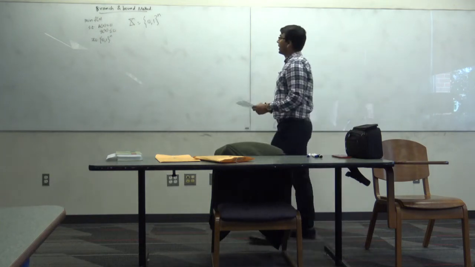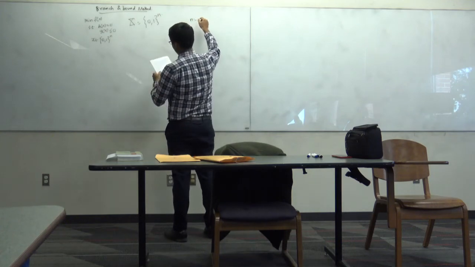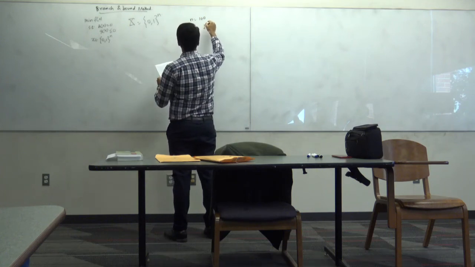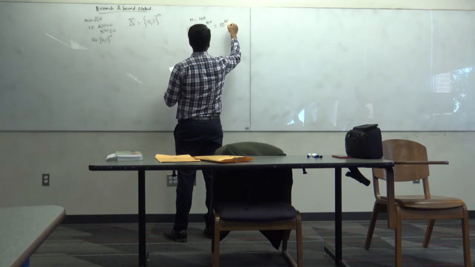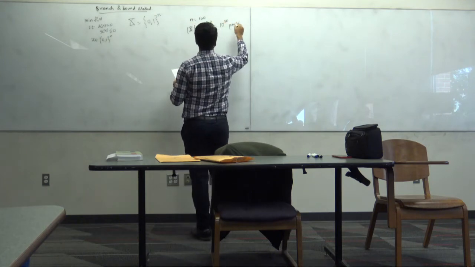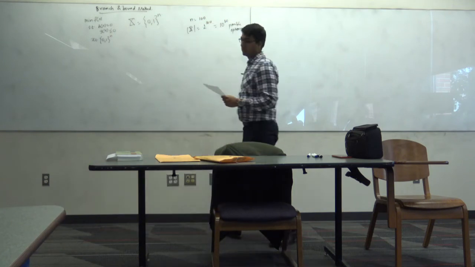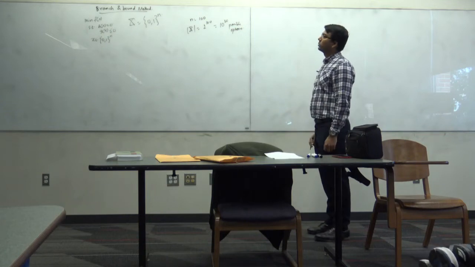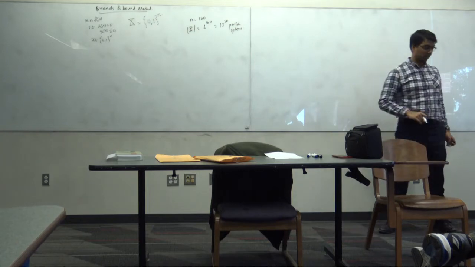Now let's say my n is of the order of 100. Then the size of X is of the order of 2 raised to 100, which is equal to 10 raised to 30 possible options. Yeah, 10 cube, and so that's 10 raised to 30.